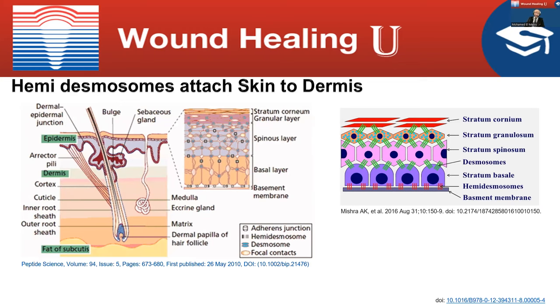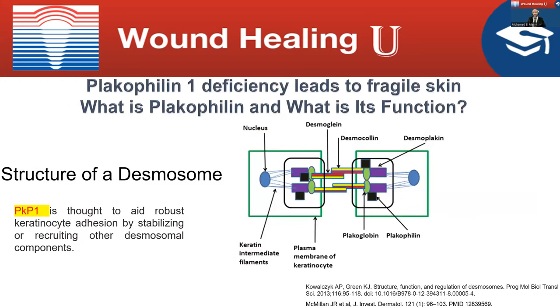With this, the structure will also be affected, as I will explain here in some of those diseases, if there is an inherent deficiency of glycophyllin 1, which leads to fragile skin syndrome.